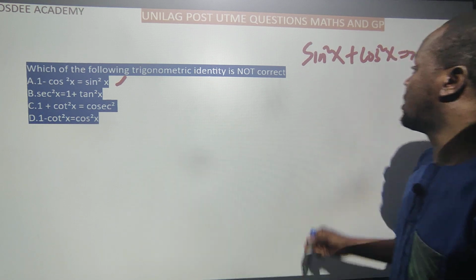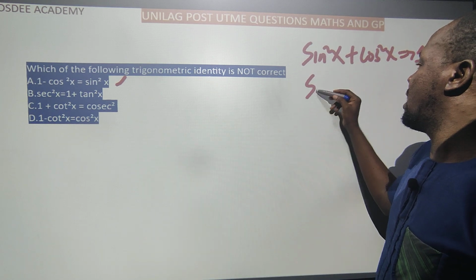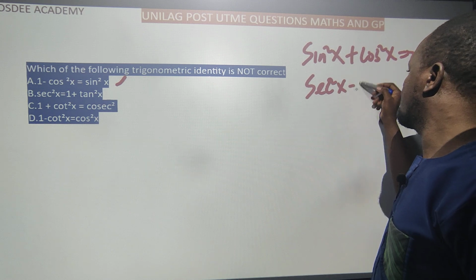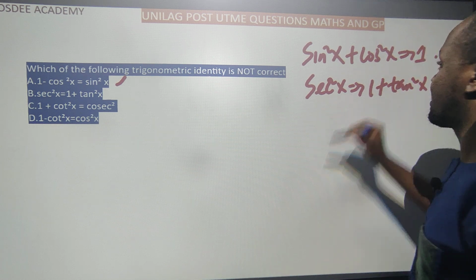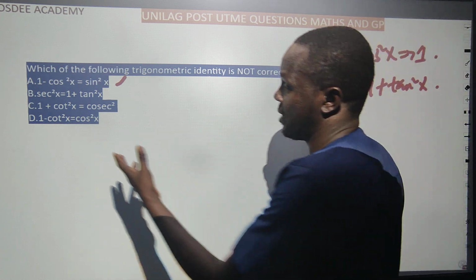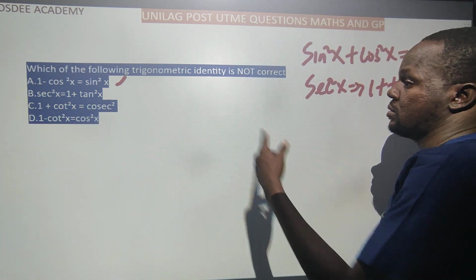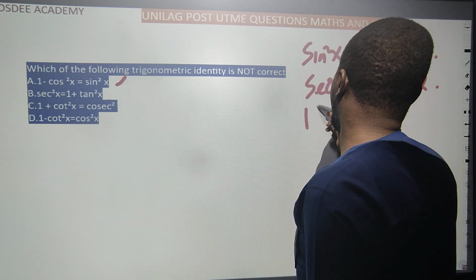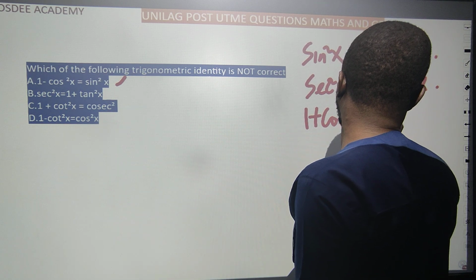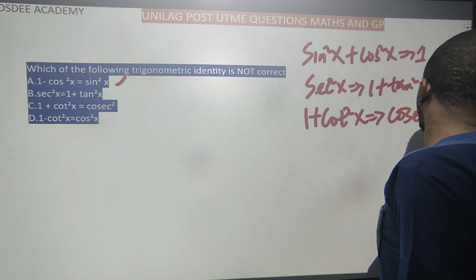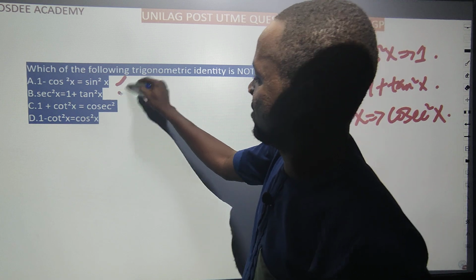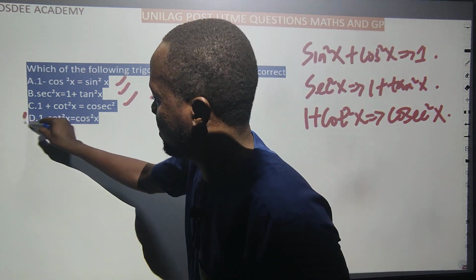The second one is sec square x equals 1 plus tan square x. Derivations are available on my channel under the trigonometry part. The next one, which is also correct, is 1 plus cot square x is equal to cosec square x. It's also correct. So if this is correct, this is correct, this is correct, then this will be the answer.